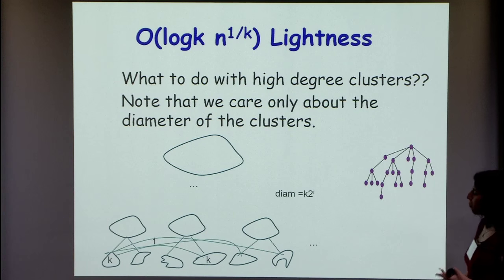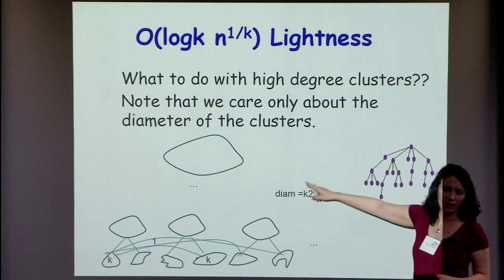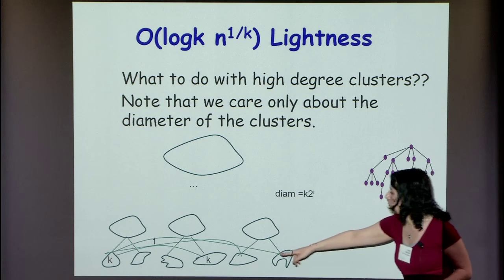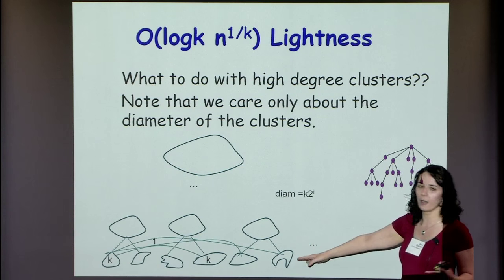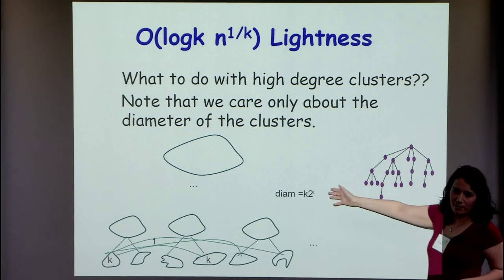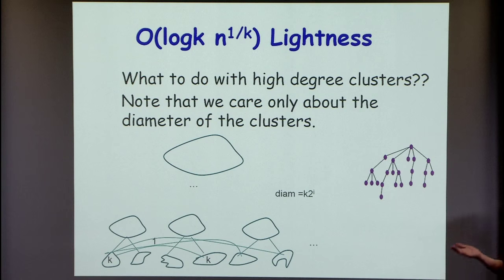We need a property that we don't have too many clusters in every level. Right? For this level, if the diameter is r, we wanted to have only n over r number of clusters. And the second property that we need is the diameter.